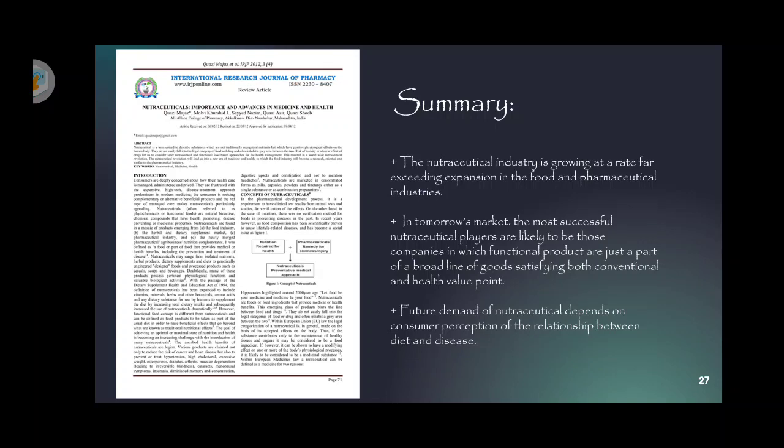The nutraceutical industry is growing at a rate far exceeding expansion in the food and pharmaceutical industries. In tomorrow's market, the most successful nutraceutical players are likely to be those companies in which the functional products are just part of a broad line of goods satisfying both conventional and health value points. Future demand for nutraceuticals depends on the consumer perception of the relationship between diet and disease.